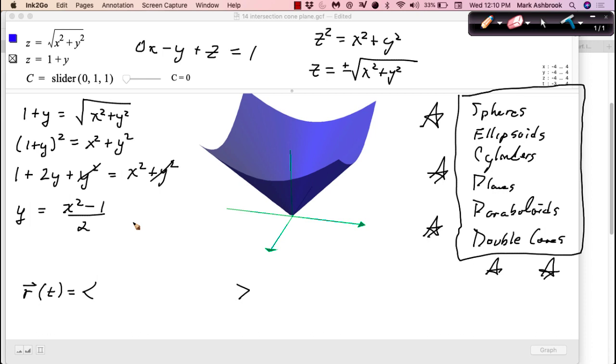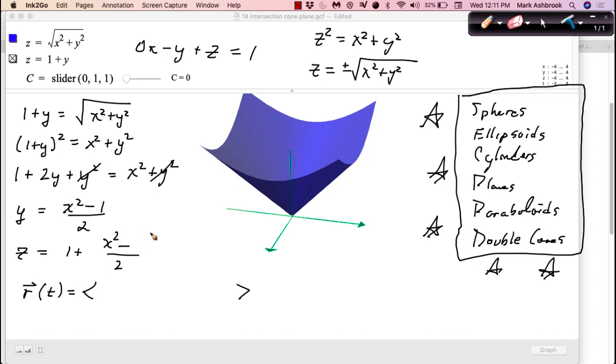So how might I parameterize this? What might I do? Parameterize this and get my x, y, and z. Do you notice if z is 1 plus y, then z is 1 plus that. So what can I do to parameterize this? Do I want to use cosine and sine? There's no circle, right? I've got z equals 1 plus y. It's my z and y together. y equals x squared minus 1 over 2 is my y and x. And then I could also write z equals 1 plus that.